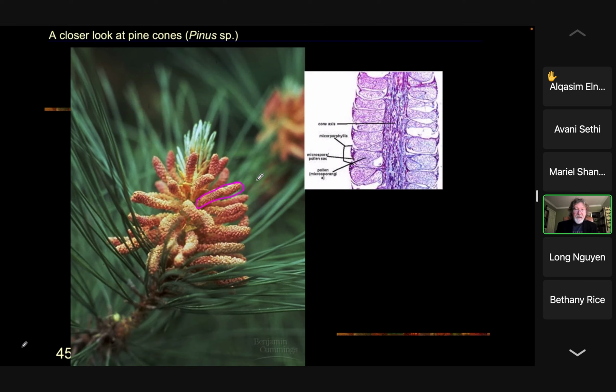Now, if we take a longitudinal section, going down through it, this is what we'd see. Here's the middle stalk of the scale. This is a microsporophyll, a little bit of a leaf-like structure. And almost all of the interior here is the microsporangium. So the whole scale is a microsporophyll, and the microsporangium is also called a pollen sac. The microsporangium is the interior of that microsporophyll. And this is where meiosis will take place to form microspores.